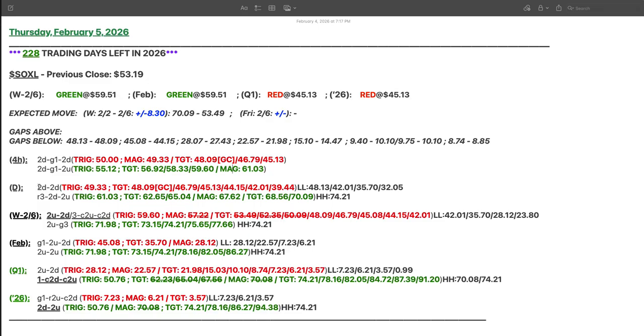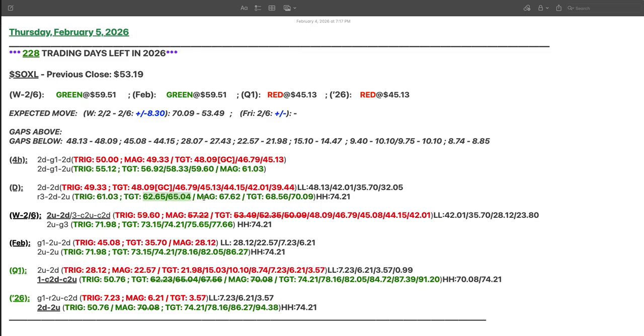All right, we talked about on the day, if we continue to the downside, it's just a 2 down continuation, triggering at 49.33, magnitude of the 4 hour move, and we've got our extended targets listed out here for you. If we go to the upside, that does give us that 3-2 down, 2 up, triggering at 61.03. Again, the magnitude 67.62. We are in a downtrend, so we do have these intermediate targets.